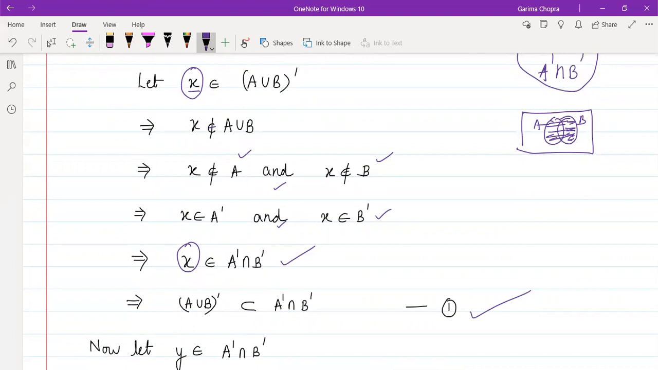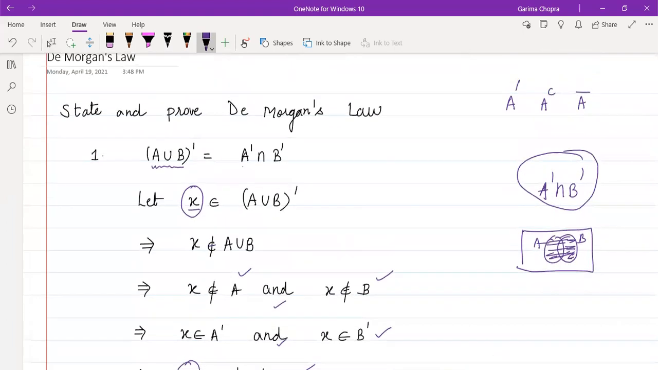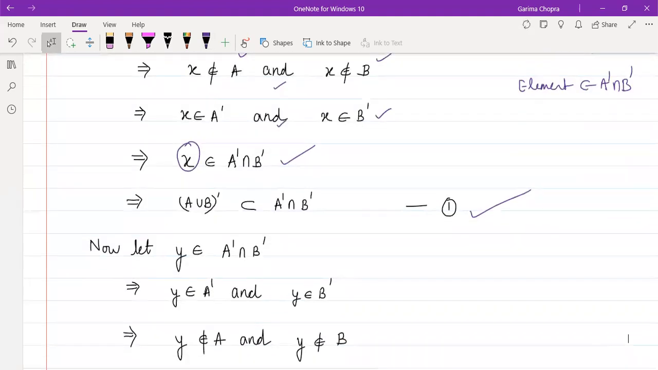Now we will be doing the reverse thing. We will be showing that the set which is present on the right hand side, which is A complement intersection B complement, is a subset of A union B complement. For proving this, the approach is the same, but now we will be considering some element in the set on the right hand side, A complement intersection B complement. We have named that arbitrary element as Y. We have considered that this Y belongs to the intersection of A complement and B complement.